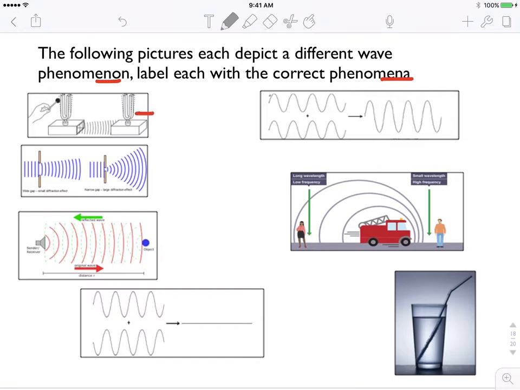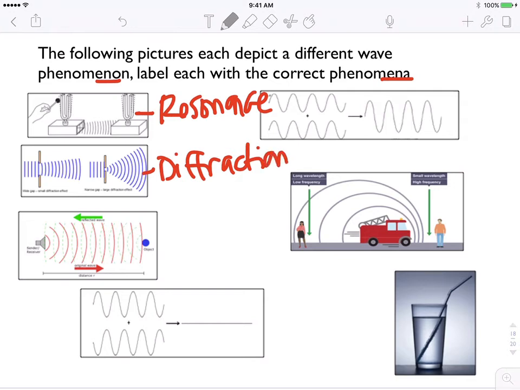Okay, resonance. You should just be able to look at these pictures and not even see them as pictures, but see them as words. This is diffraction. This is, yes, very good, reflection. Why is it reflection? Because these sound waves are traveling this way. This is kind of like that problem we just saw. You shout something out, it hits the wall and it comes back. Well, it hits this object and that sound then reflects back to you.